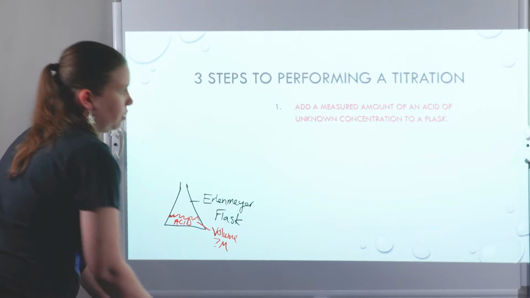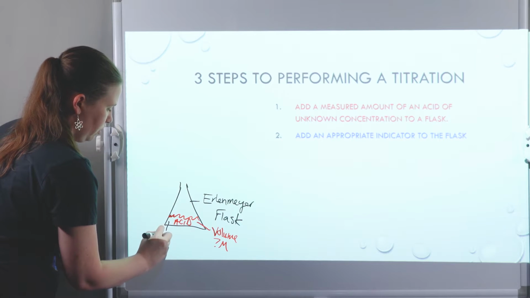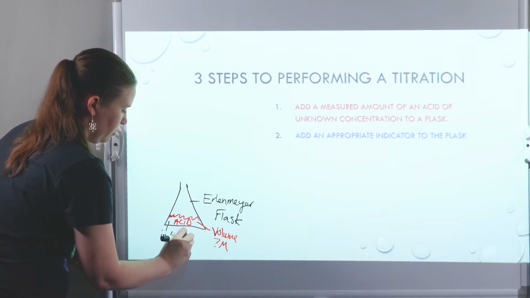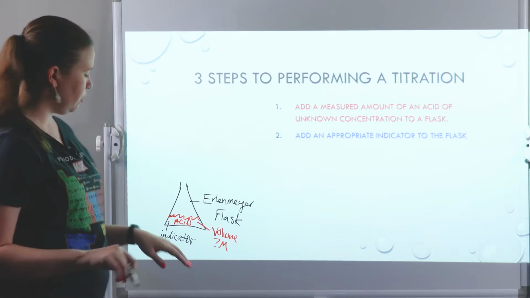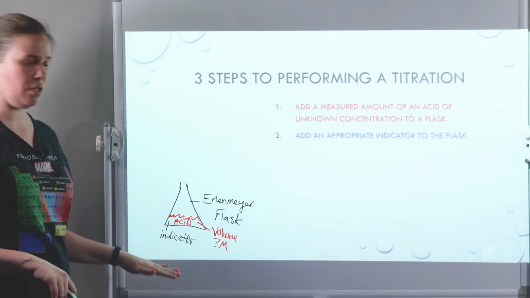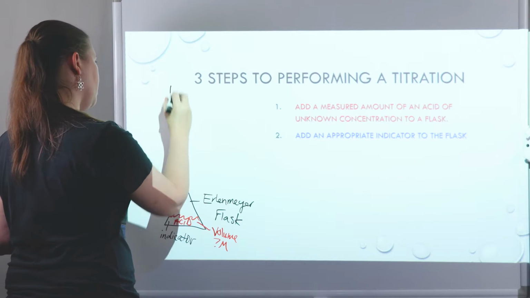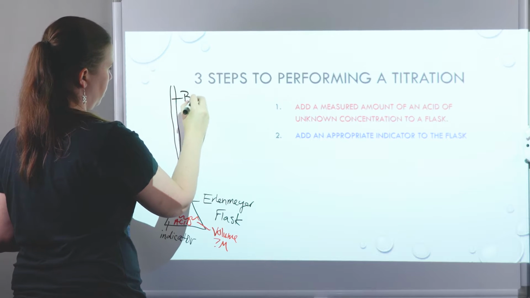The other thing that we want to make sure that we add into the flask is the indicator. The indicator goes in the flask. So we could use an indicator like phenolphthalein, a universal indicator, something that's going to show us what the pH is of the solution.